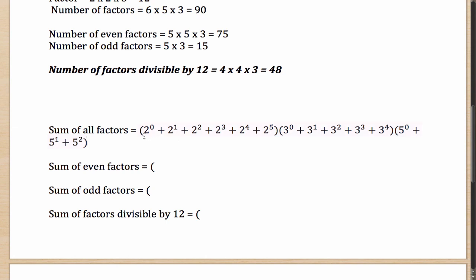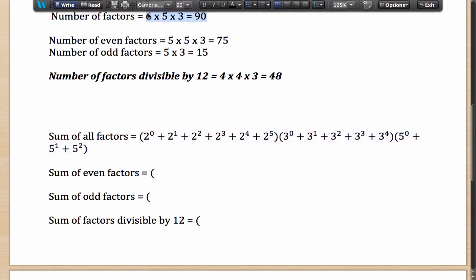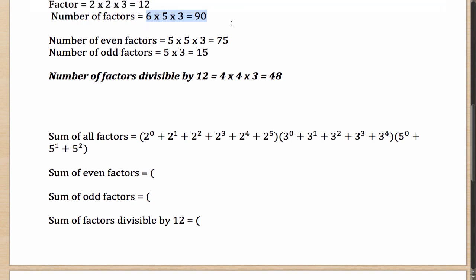How many terms will be there? Well, there are 6 terms here, 5 terms here and 3 terms here. So the total number of terms which would result in the expansion will be 6 for this into 5 for this into 3 for this part, which is 90, which if you notice is nothing else but the number of factors here. Now, what will be the sum of even factors?